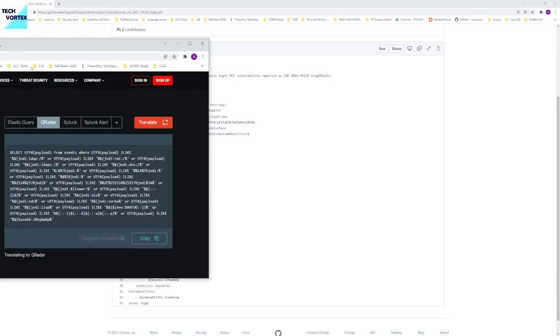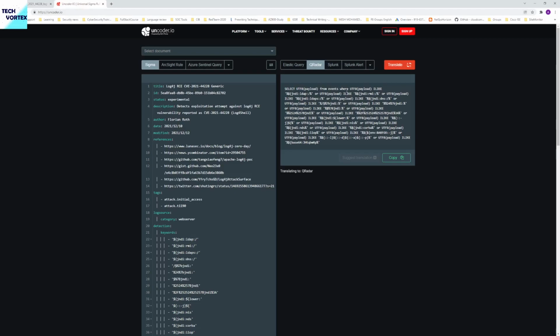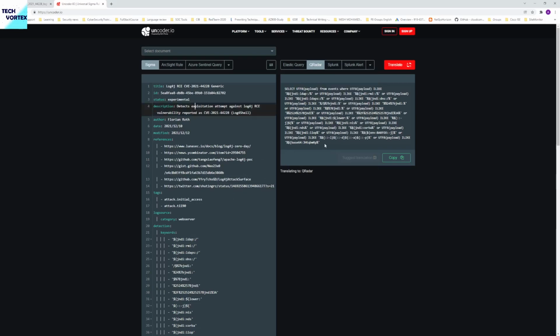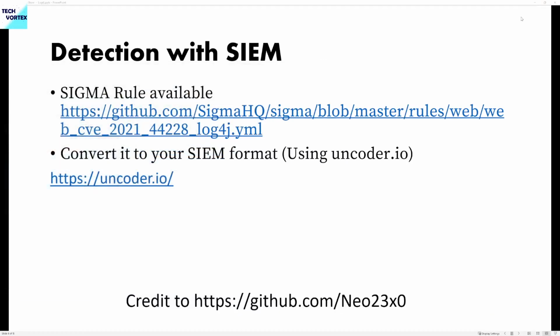If you have any SIEM solution in your environment, for example Splunk, QRadar, ArcSight, or any kind of SIEM solution or log analytics platform, you can convert the Sigma rule to the format that is applicable to your SIEM solution. So you can run these queries and automate them during these days, so you can be certain or have a clear vision if your environment is being exploited with this vulnerability or not.